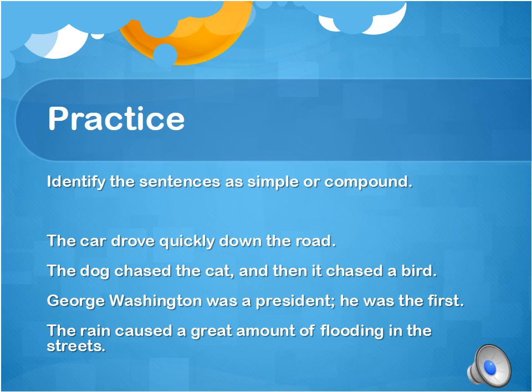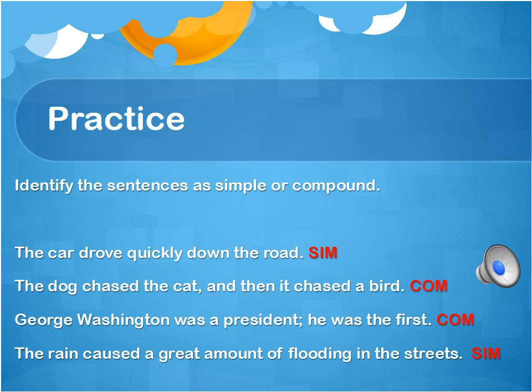All right, so for the first sentence, you should have identified it as being a simple sentence. The car drove quickly down the road expresses one complete thought. It is one independent clause. In our next sentence, the dog chased the cat and then it chased the bird is a compound sentence. We are combining two clauses with a comma and a conjunction.